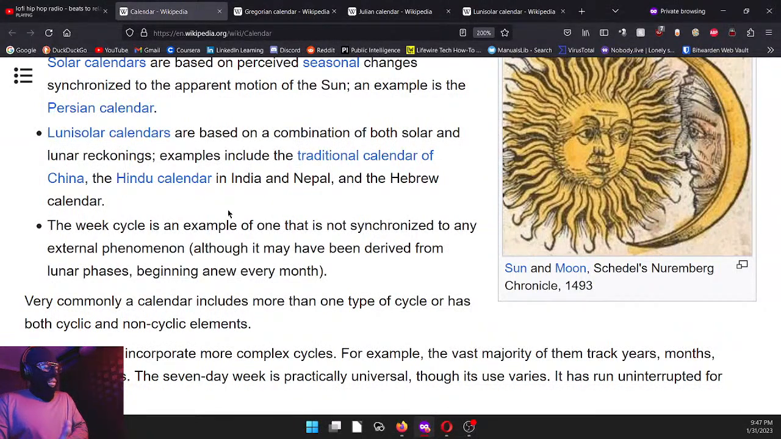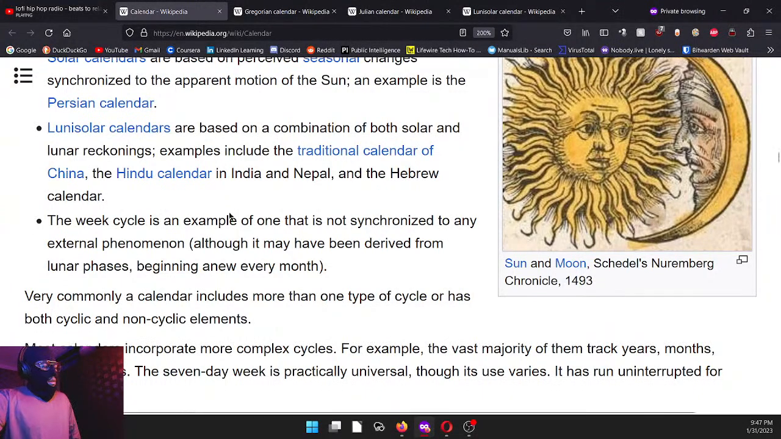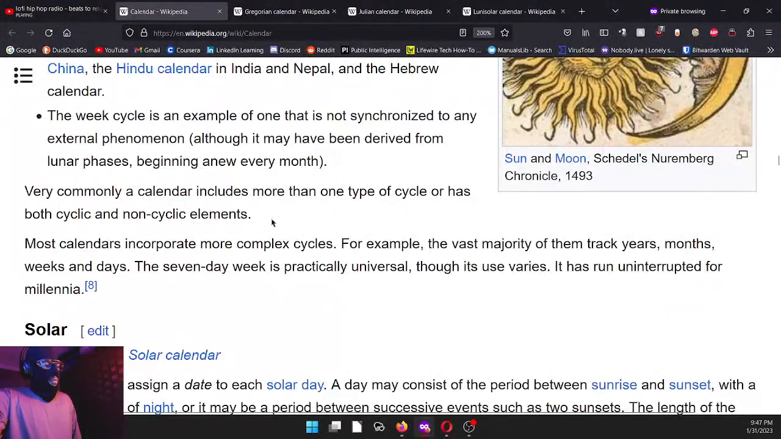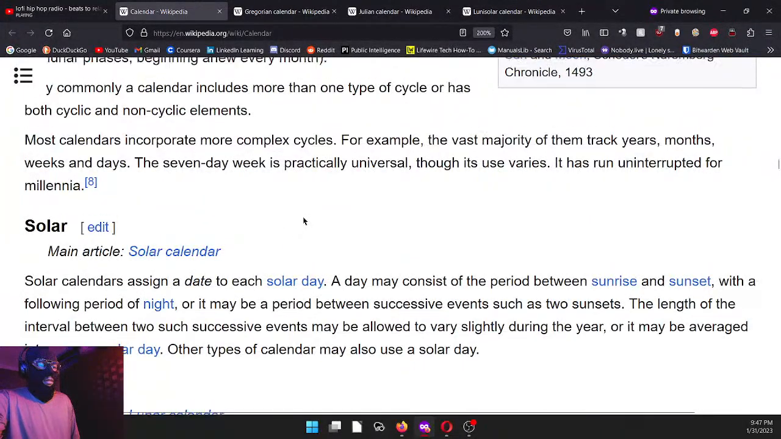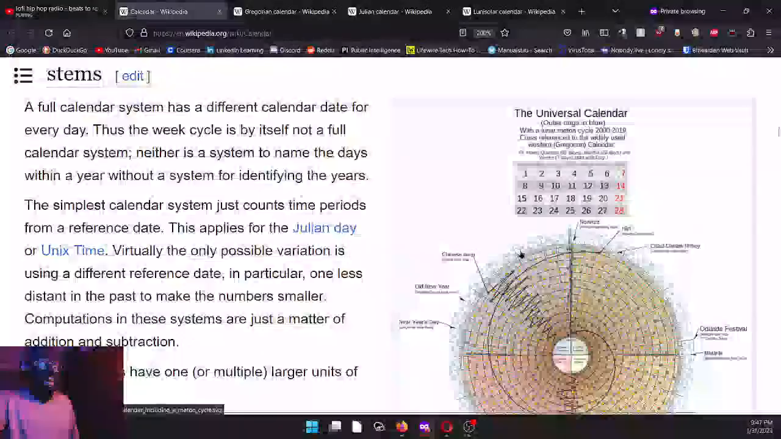The week cycle is an example of one that is not synchronized to any external phenomenon, although it may have been derived from lunar phases, beginning anew every month. Okay, very commonly, a calendar includes more than one type of calendar or has both cyclic and non-cyclic elements. Yeah, all the complexity and all that stuff.